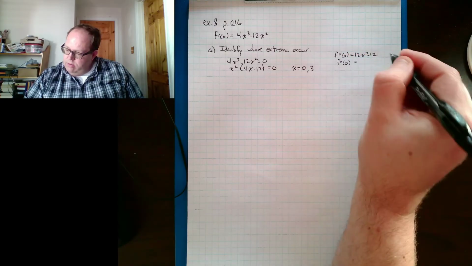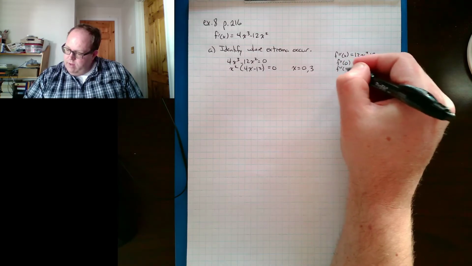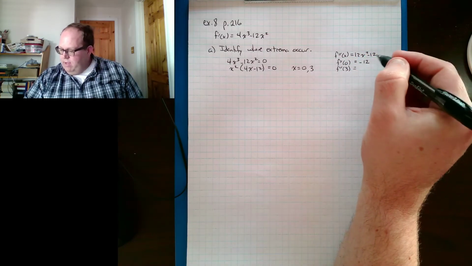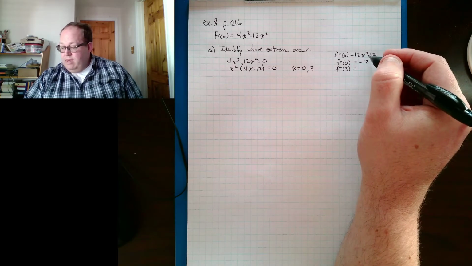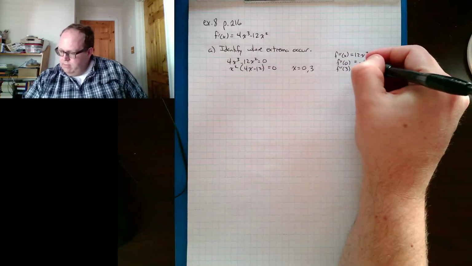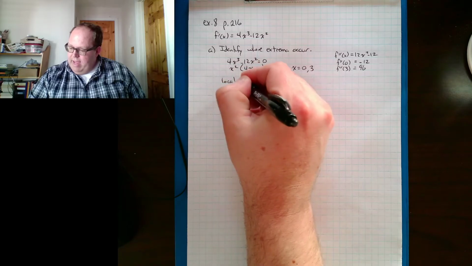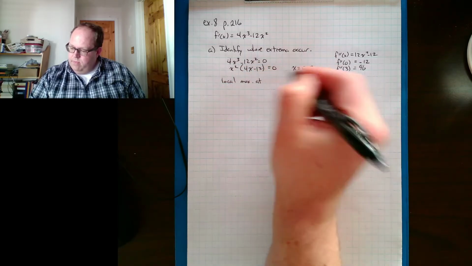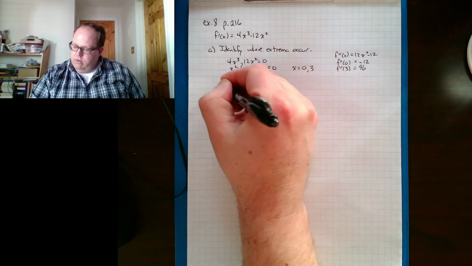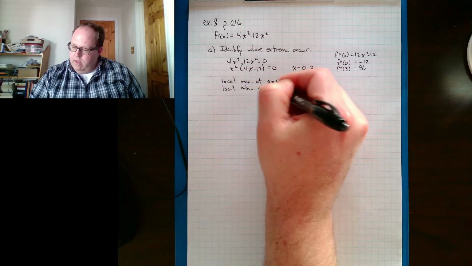And at 0, my second derivative equals negative 12. And at 3, my second derivative equals a large positive number: 12 times 9 minus 12, which is 12 times 8, which is 96. So I have a local maximum at x equals 0 and a local minimum at x equals 3.